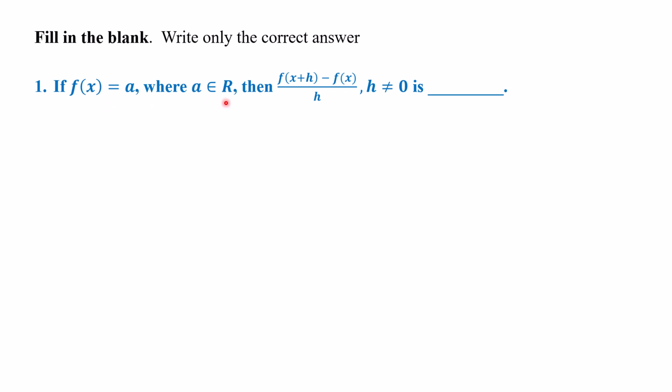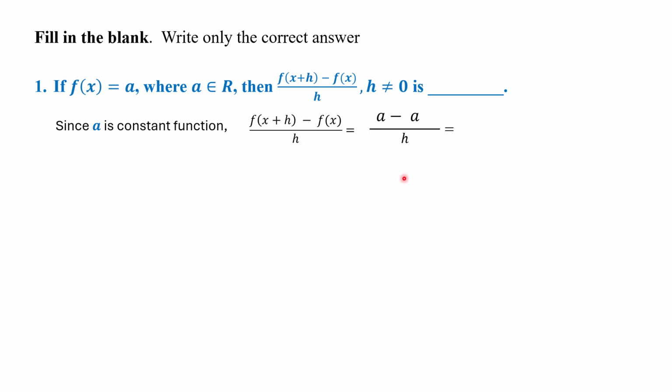real numbers, meaning a is a constant function, then the difference quotient, where h is not equal to 0, is blank. Since we know that a is a constant function, when we get the difference quotient, f of x plus h is a, and f of x is also a because it's a constant function. So the output is always a. And we know that a minus a is 0, and 0 divided by h is equal to 0. So that is the answer for this question.